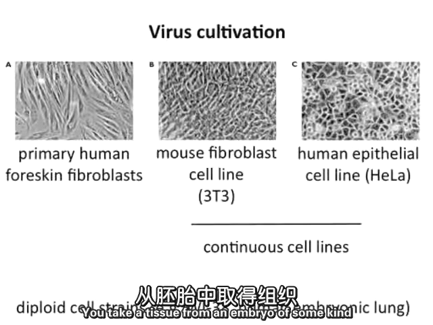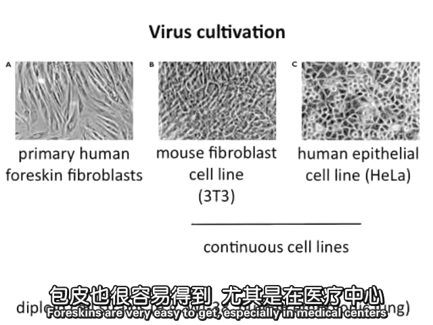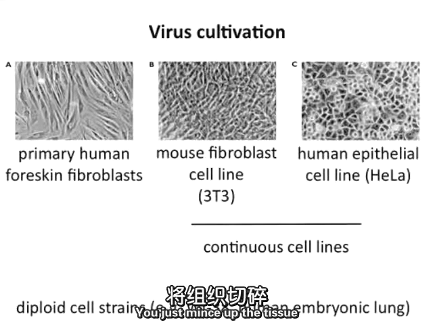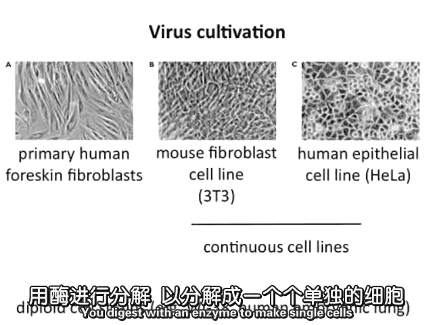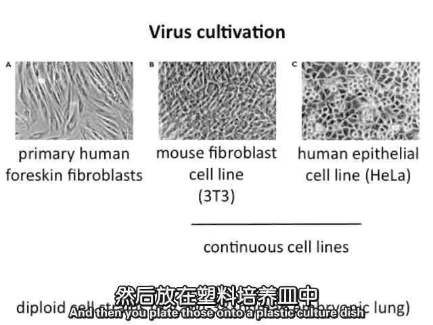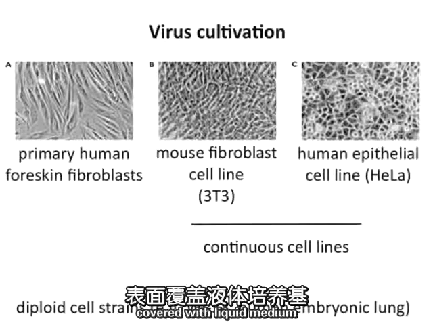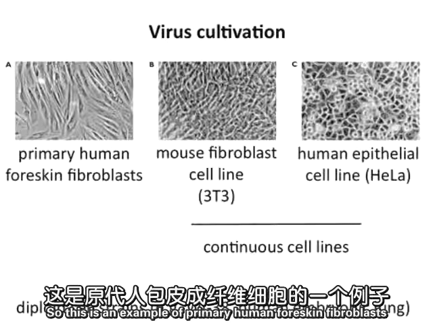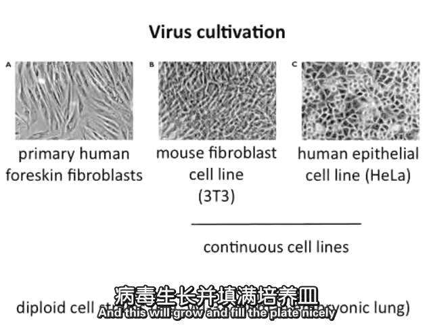You take a tissue from an embryo of some kind, even a chicken embryo. Foreskins are very easy to get, especially in medical centers. You just mince up the tissue, you digest it with an enzyme to make single cells, and then you plate those onto a plastic culture dish and cover it with liquid medium. So this is an example of primary human foreskin fibroblasts. And these will grow and fill the plate nicely.